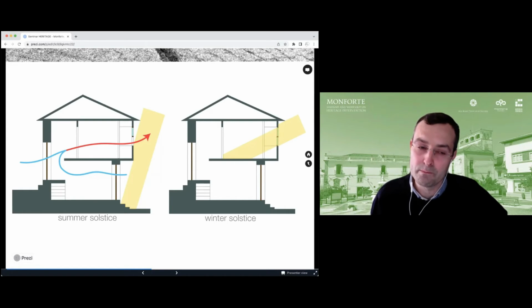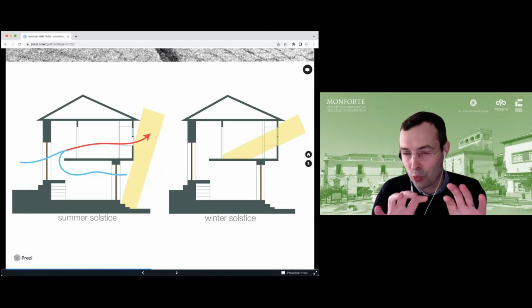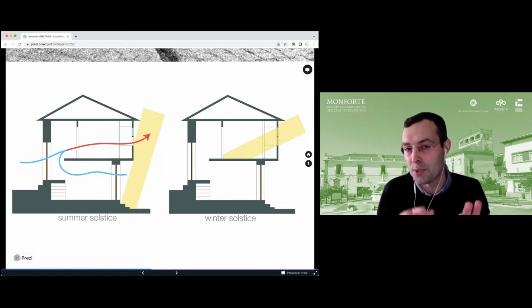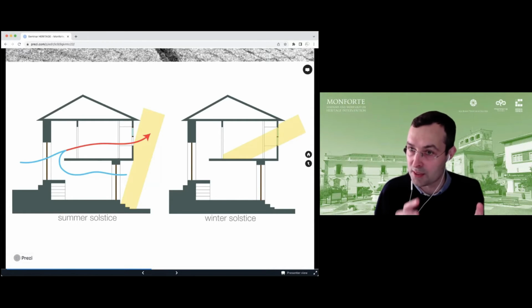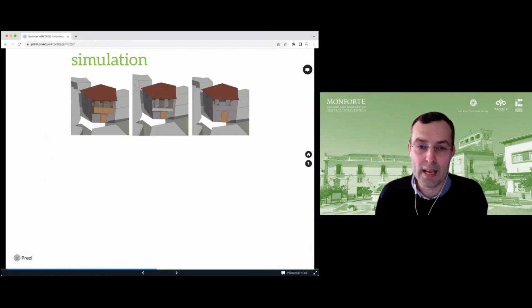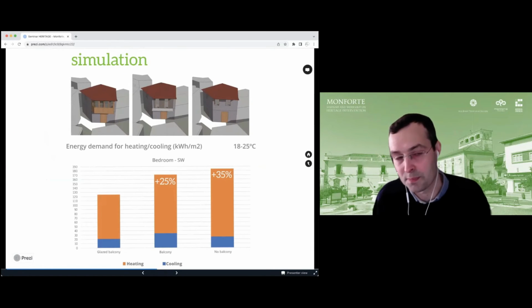Usually this kind of glazed balconies were well oriented between south and west, because of the number of hours with more intense radiation, and this is a very relevant fact. And just to show you some of the results of the simulation for this building in specific.